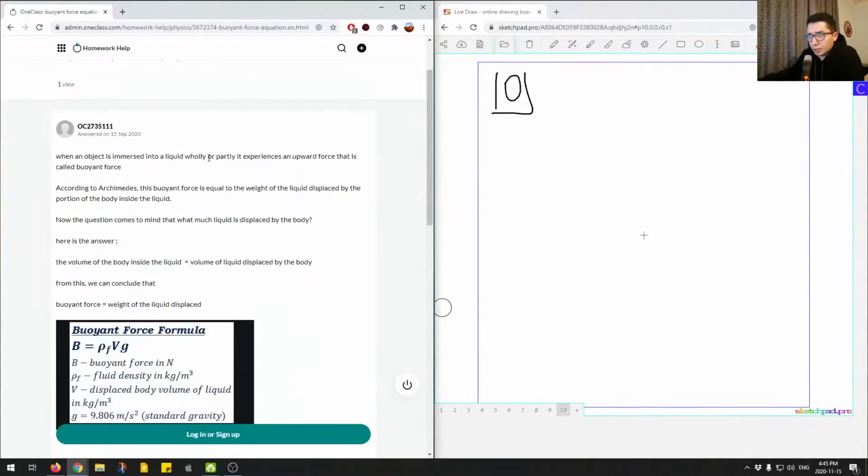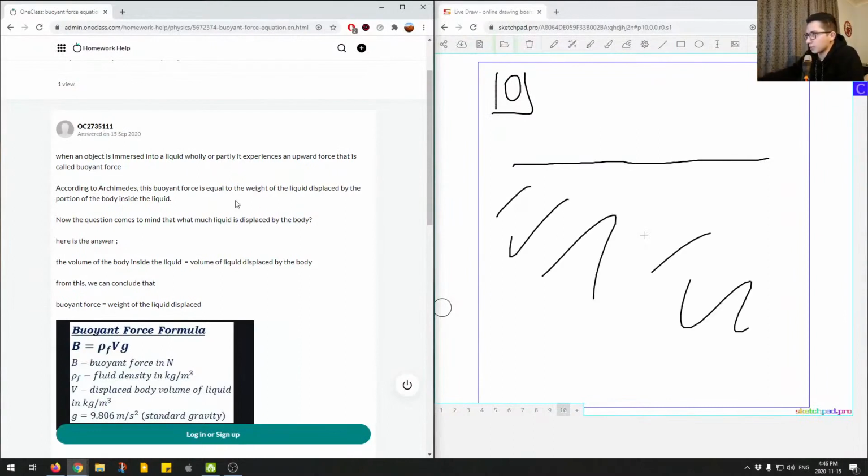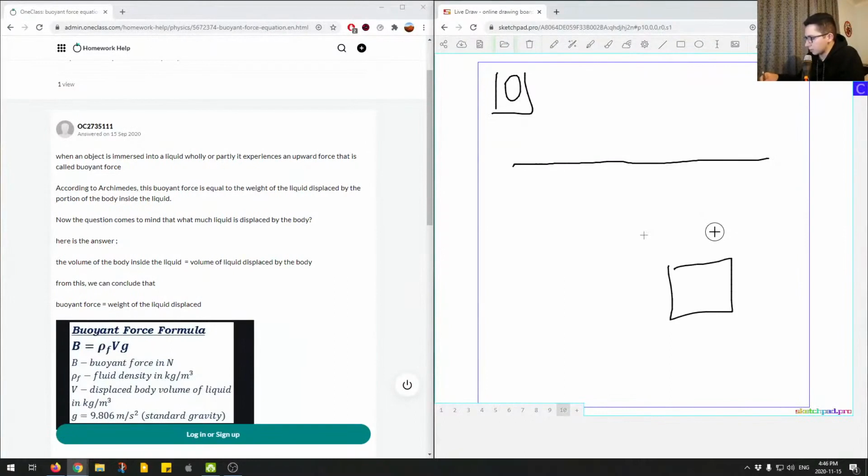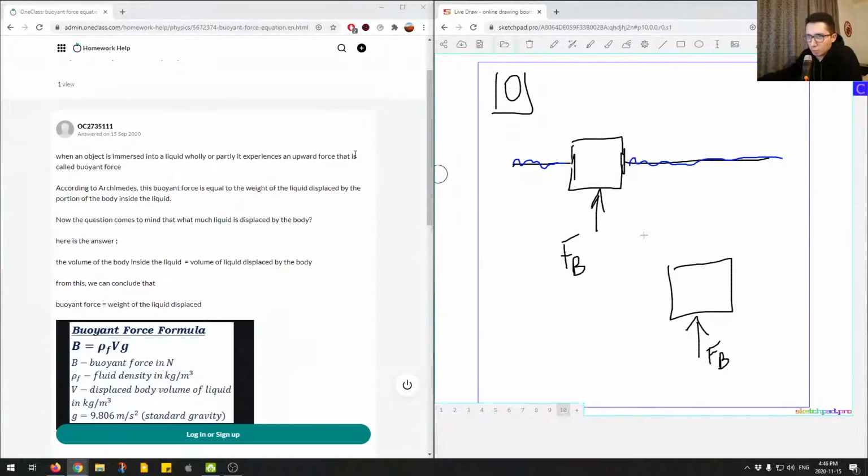When an object is immersed into a liquid, wholly or partly, so let's say you have the liquid, something like this, down here. This is the liquid. We have some object, either fully immersed, or partly immersed. We'll have a buoyant force. I just drew a box to represent this, either completely submerged or partly. We have an upward force, so a force acting upward. Call this FB. Similarly here, FB. And that's the buoyant force.